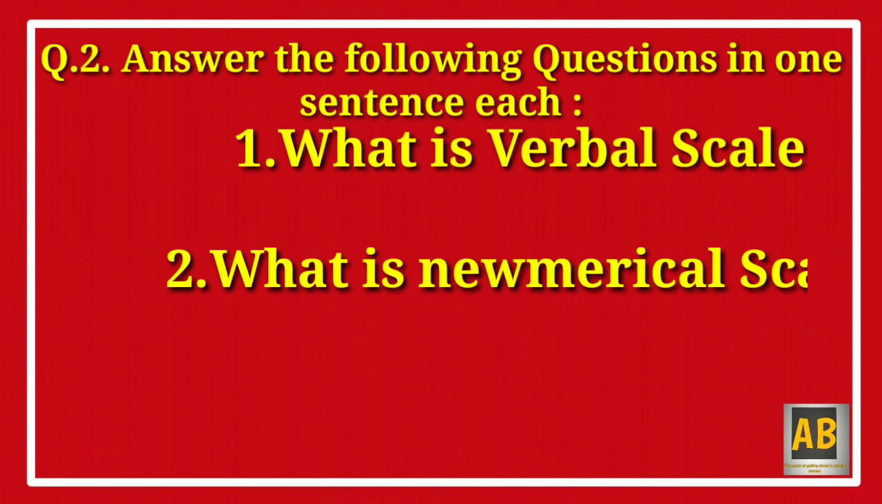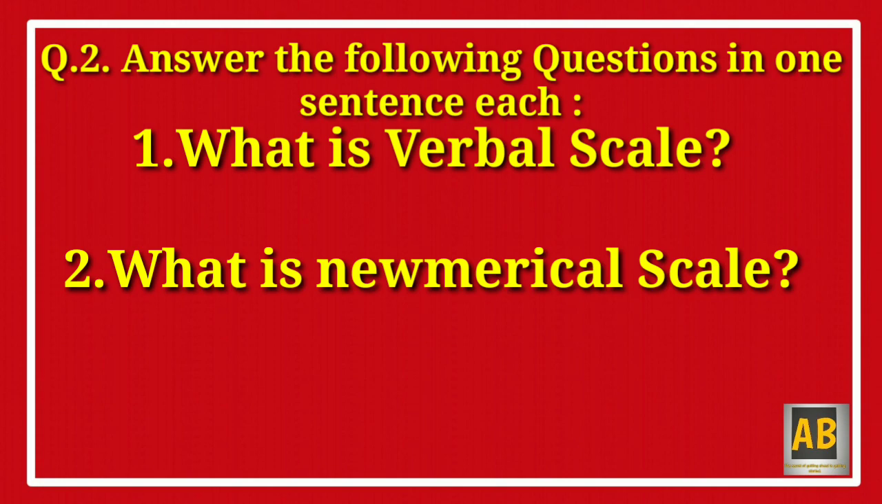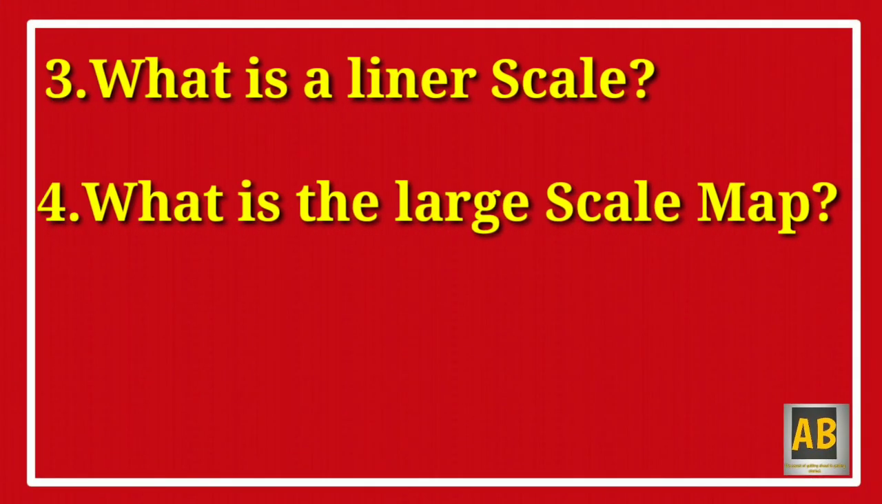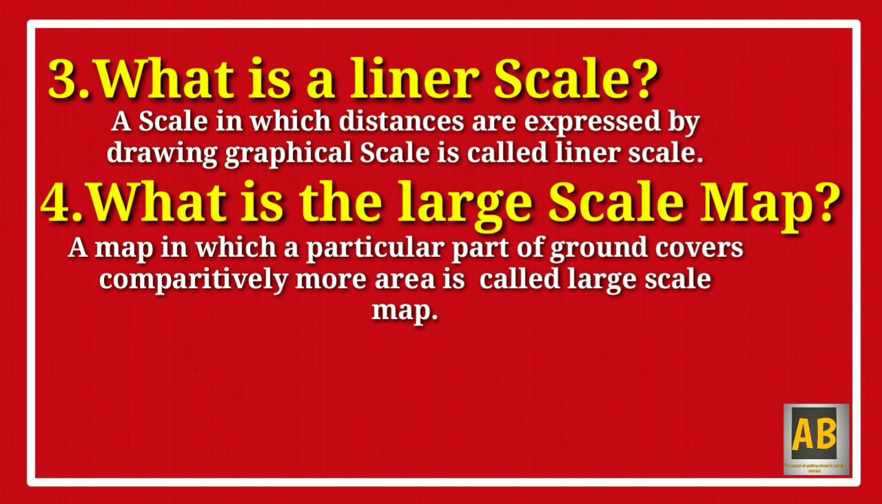Answer the following questions in one sentence each. What is verbal scale? A scale in which distances are expressed with the use of words indicating measurement is called verbal scale. Next question. What is numerical scale? A scale in which distances are expressed as a ratio is called numerical scale. What is linear scale? A scale in which distances are expressed by drawing a graphical scale is called linear scale.